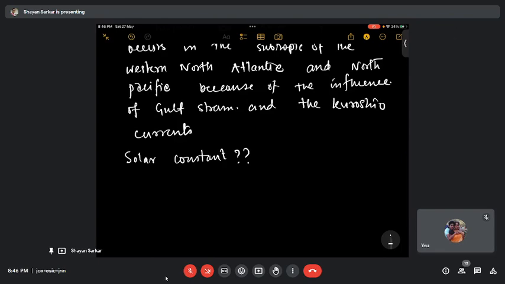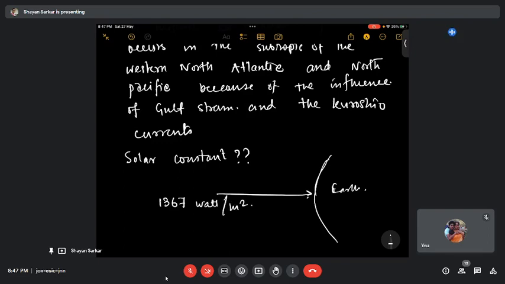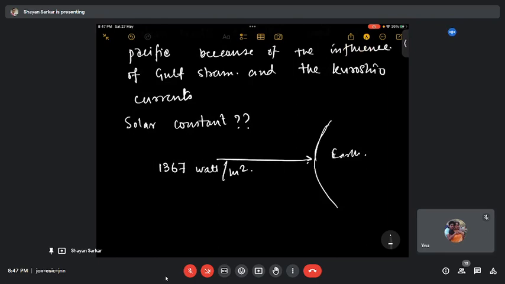We all know the amount of solar energy that is received by the Earth's surface. Yes, correct, that is received by the earth's surface. Okay, what is its value? 1367 watt per meter square. Okay, so this is the value of solar constant.